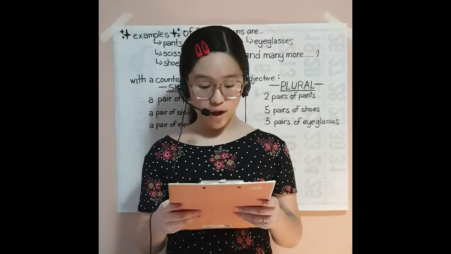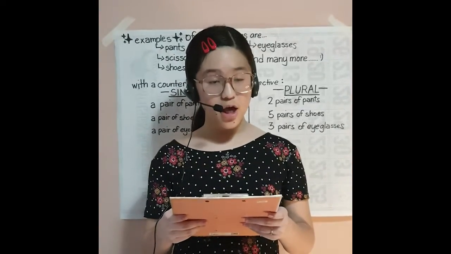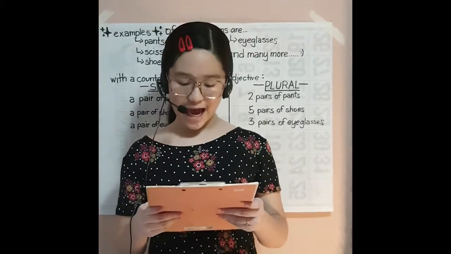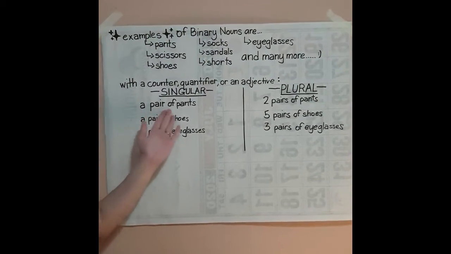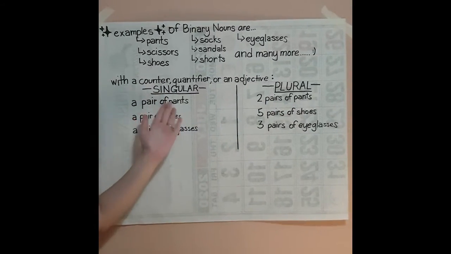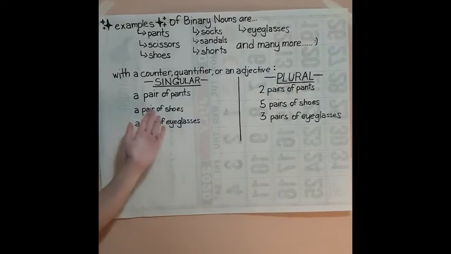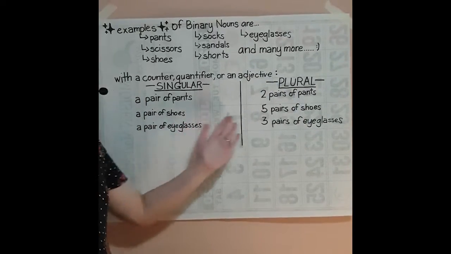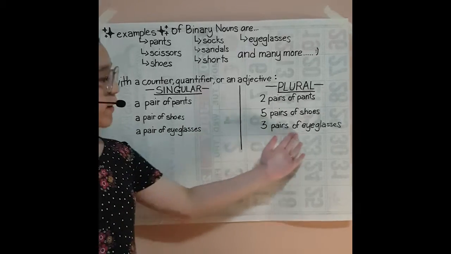But if you want to denote a binary noun as singular or plural, you need to add a counter, a quantifier, or an adjective before it, like these. A pair of pants is singular and 2 pairs of pants are plural. A pair of shoes and 5 pairs of shoes. A pair of eyeglasses and 3 pairs of eyeglasses.